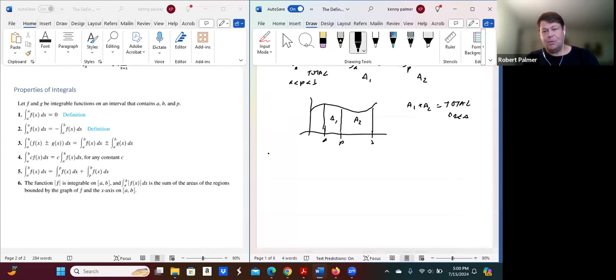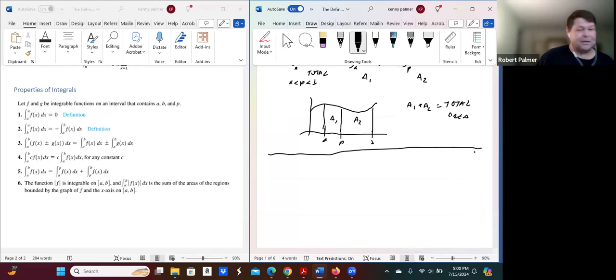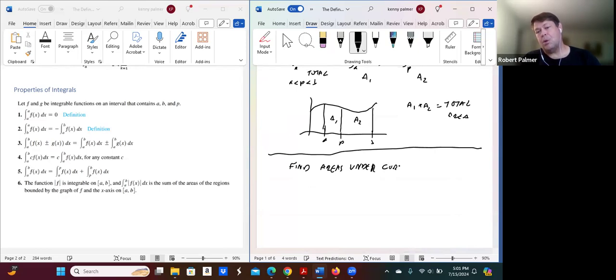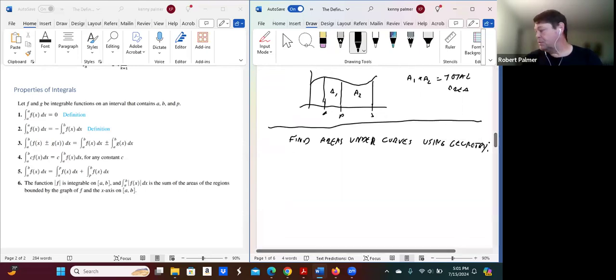Okay, now to wrap up, let's do a few examples of actually finding the areas under curves using geometry. So we're not going to use the Riemann sum. We're just going to use geometry to help us out. Okay, so let's look at this one.